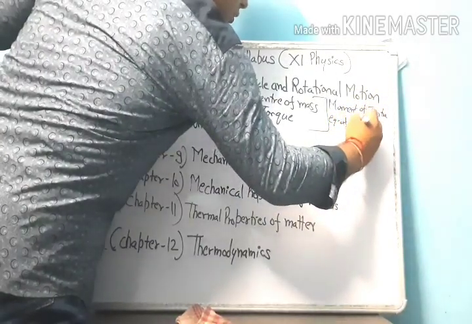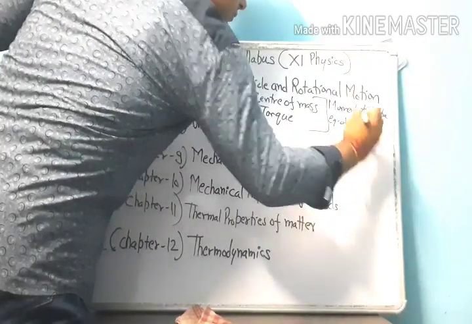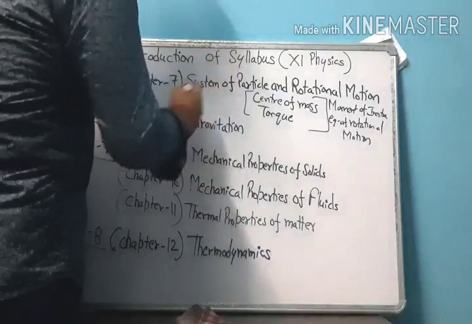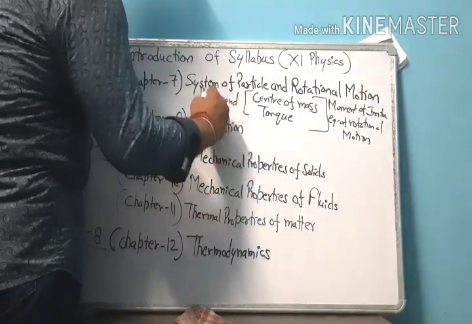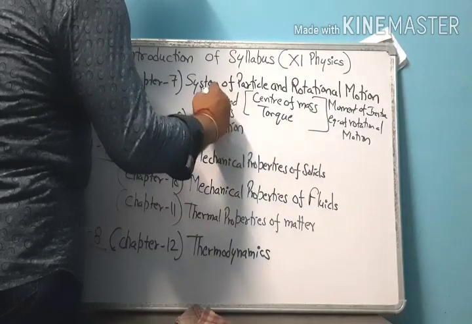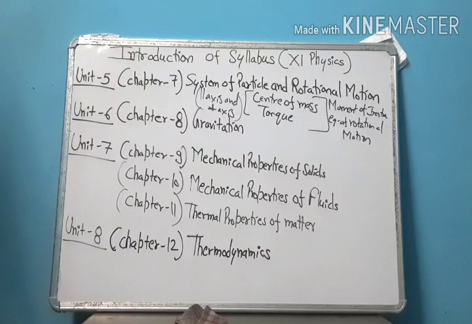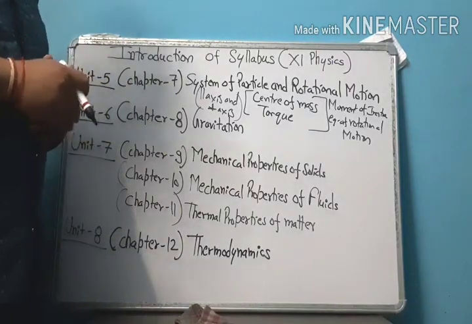Center of mass, torque, equation of rotational motion, moment of inertia. These are the main topics of this chapter, and the most important topic is the statement of parallel axis and perpendicular axis theorems. This is the major topic of this chapter, which mostly appears in the exam as a short answer type question.